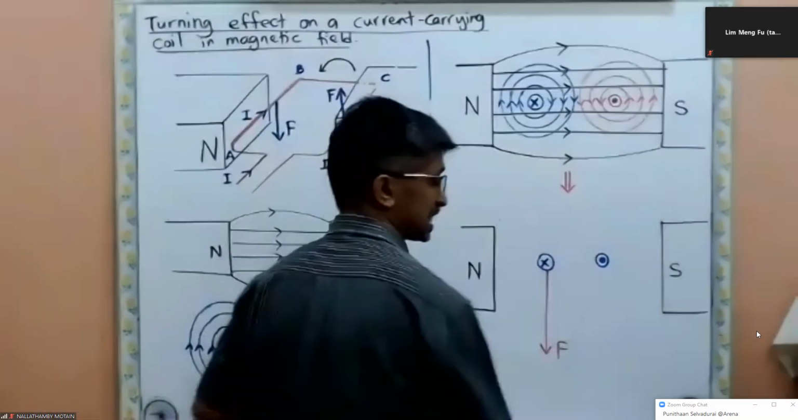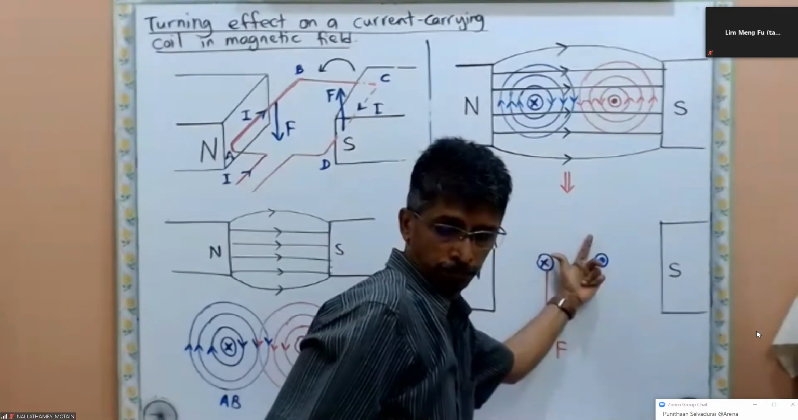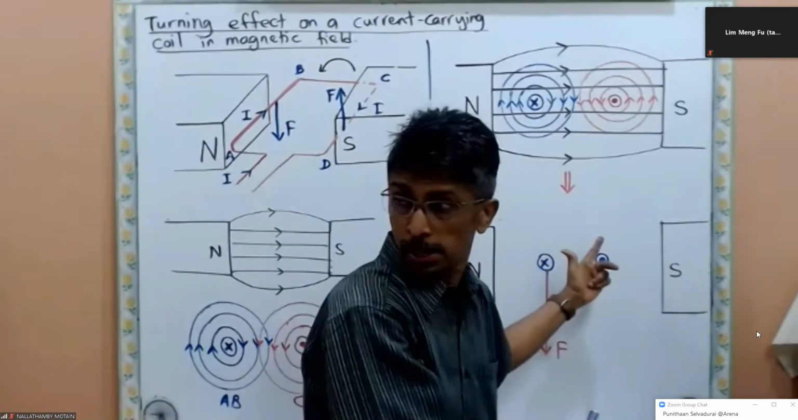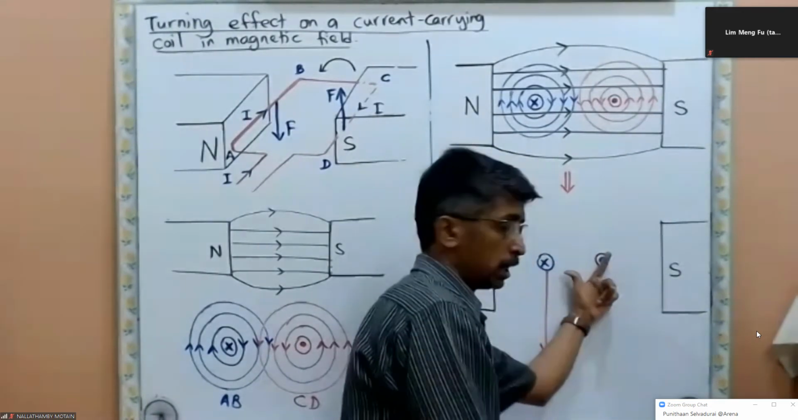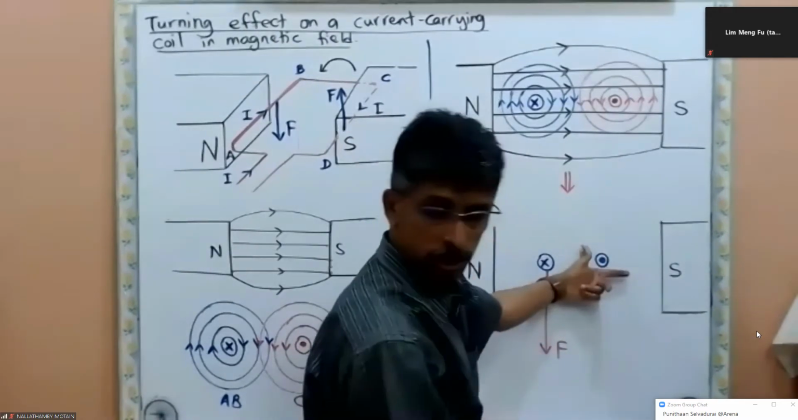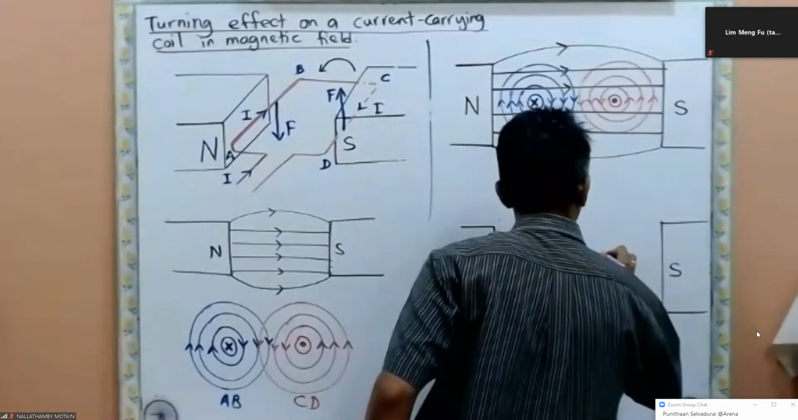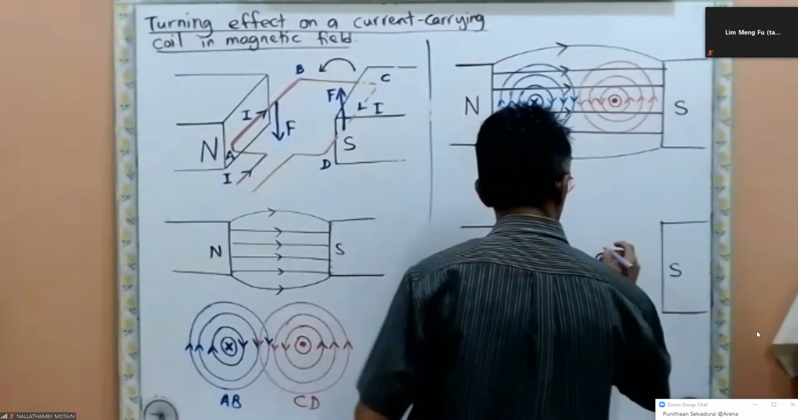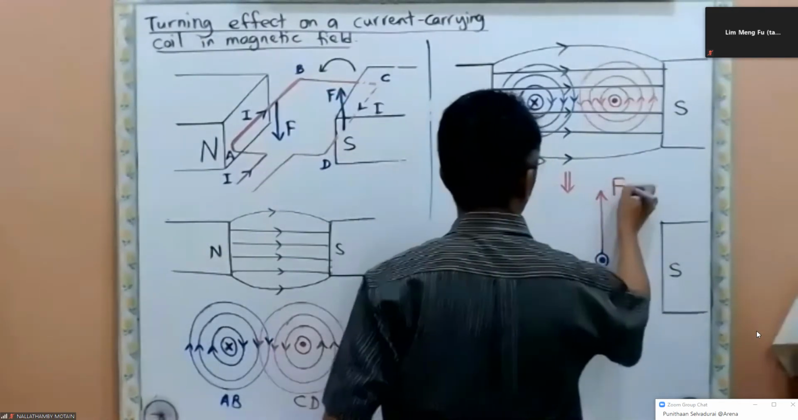Okay, how about the right hand side? Current is out. So the third finger over here must be upward. Magnetic field to the south. Where your thumb points? Upward. So the force acting over here is upward, and we label it with F.